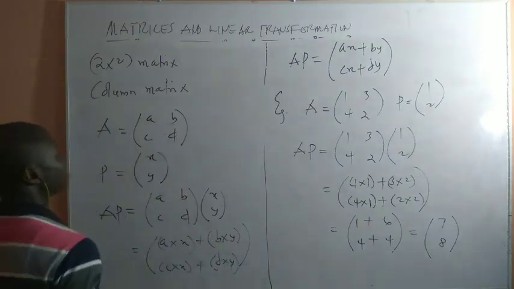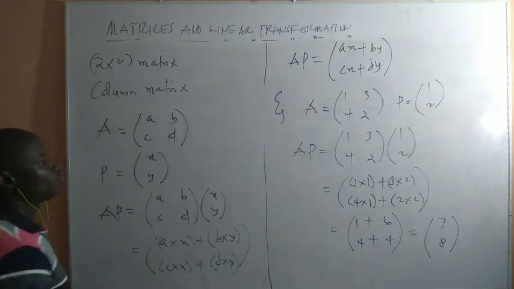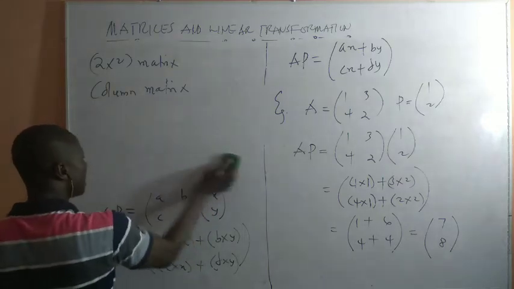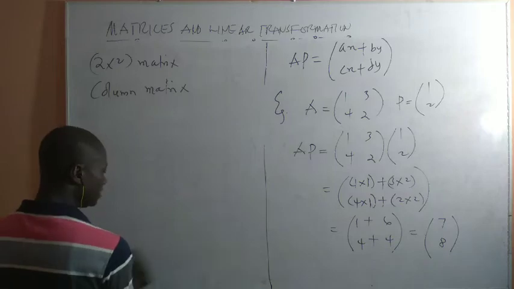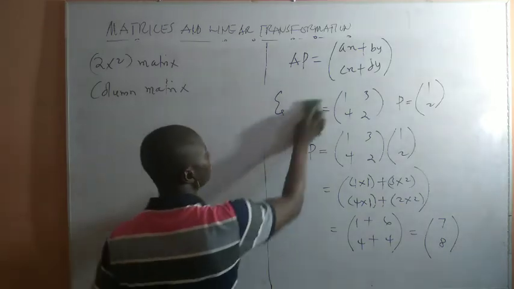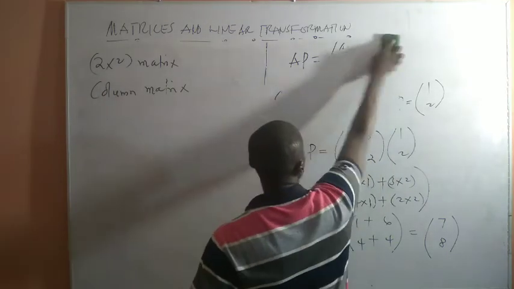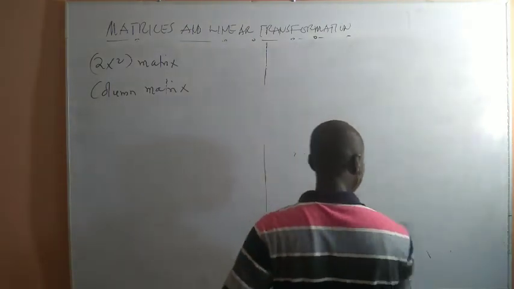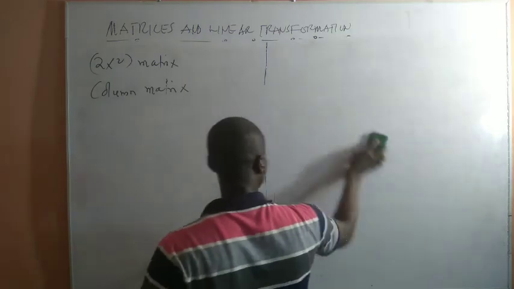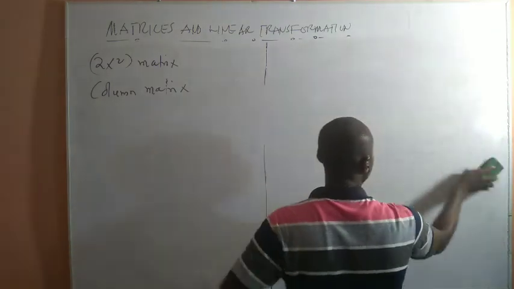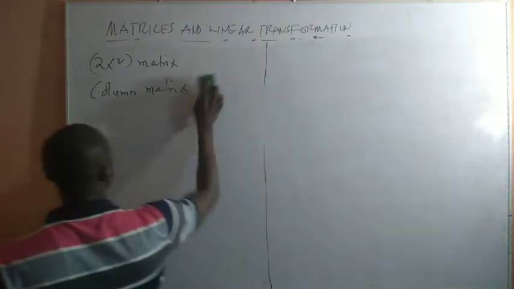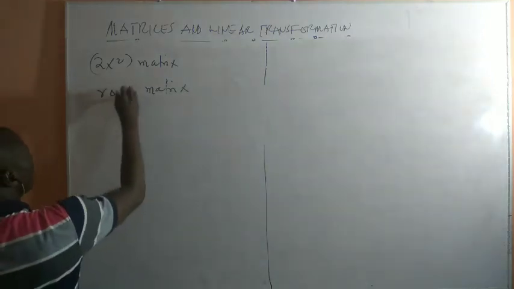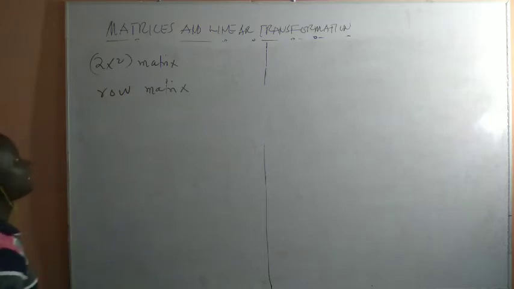So in general, that is how we multiply a 2 by 2 matrix by a column matrix. Now we are going to look at how to multiply a 2 by 2 matrix by a row matrix. With the multiplication of a 2 by 2 matrix by a row matrix, we rather multiply the row matrix by the 2 by 2 matrix.